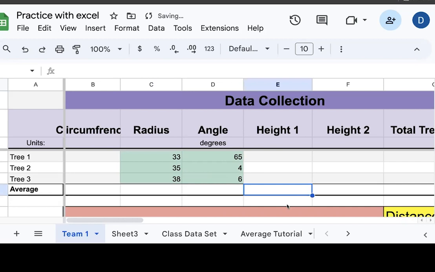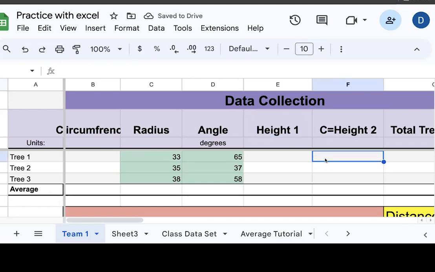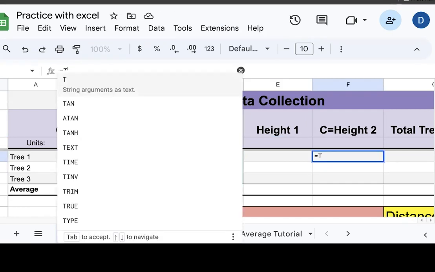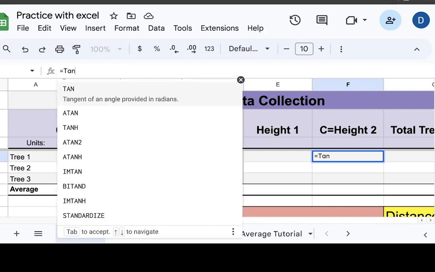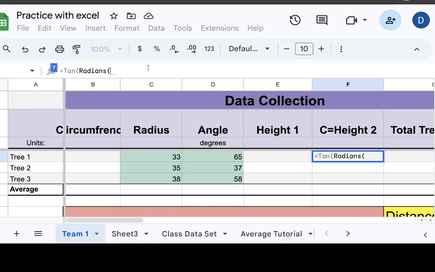To do that, we're going to take mock data from the data I fake collected. These are not your values. Clearly, this is only for an example for your understanding. So height 1 refers to C, the height of the tree from eye level. And so we're going to be using the tangent function, which, as you can read, the angle is in radians, but we collected our angles in degrees. Fortunately, we can actually use a function called radians to convert our angle in degrees to radians.